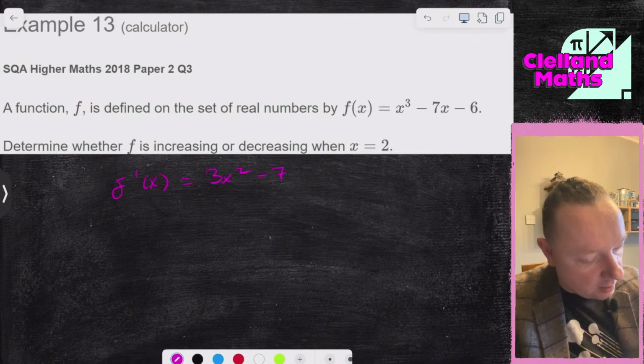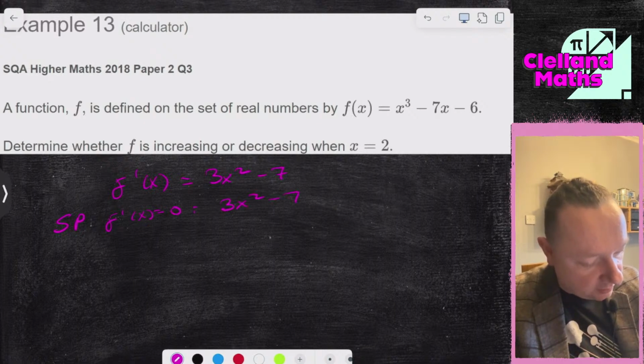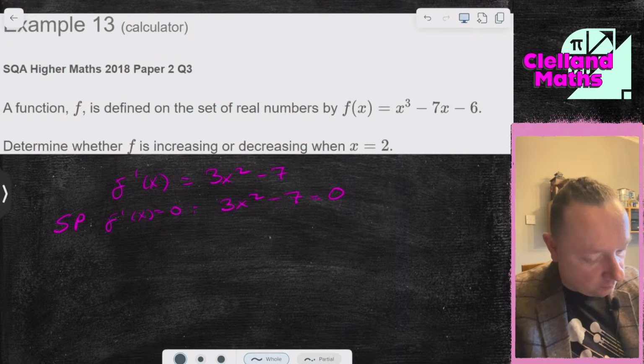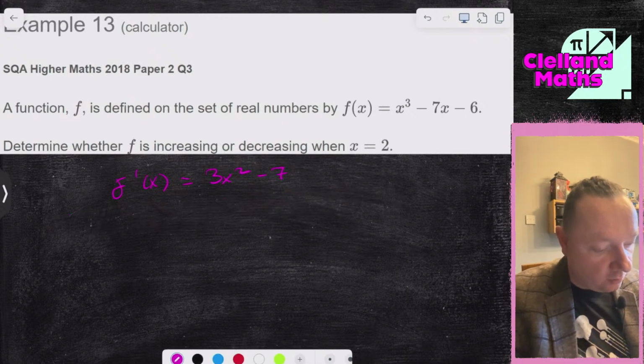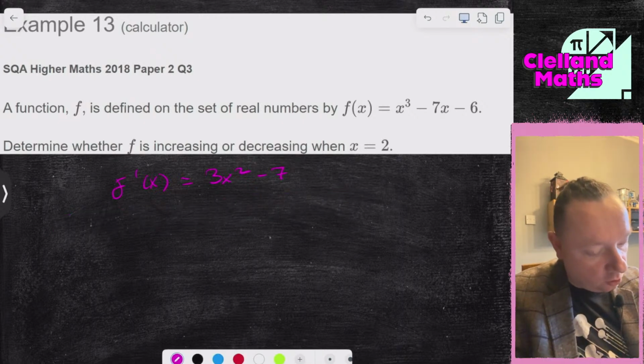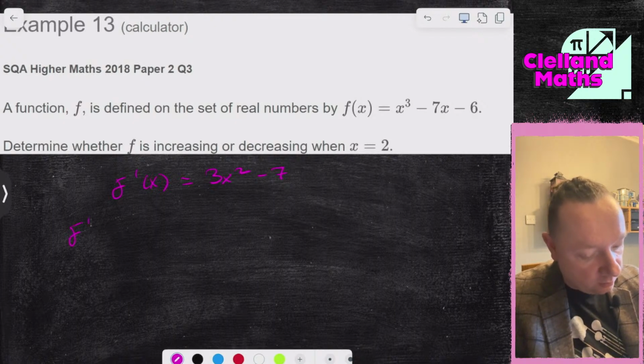minus 7. So stationary points when f dash x equals 0. So that gives me 3x squared minus 7 equals 0. And that's wrong. Don't need the stationary points, you see, because we have to find out if it's increasing or decreasing when x equals 2. So we'll just sub 2 in, actually. Wasn't even paying attention. So subbing 2 into f dash 2, we get 3 times 2 squared minus 7.